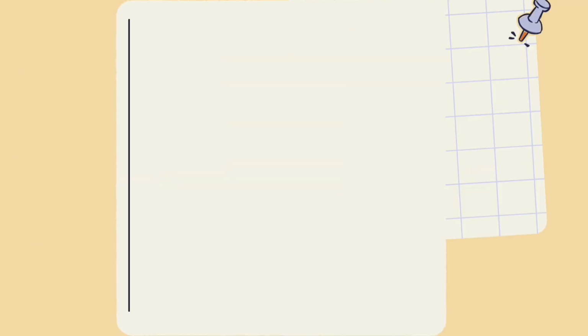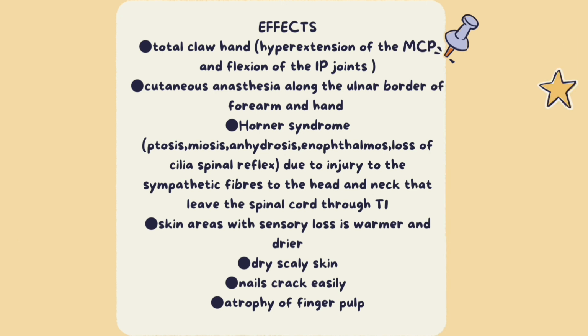Effects. Total claw hand. Hyperextension of the metacarpophalangeal and flexion of the interphalangeal joints. The extensor digitorum is unopposed by the lumbricals and interossae and extends the metacarpophalangeal joints. The flexor digitorum superficialis and profundus are unopposed by the lumbricals and interossae and flex the middle and terminal phalanges, respectively. Cutaneous anesthesia along the ulnar border of forearm and hand, as the ulnar nerve supplies sensory innervation to the skin on the ulnar side of the forearm and hand.